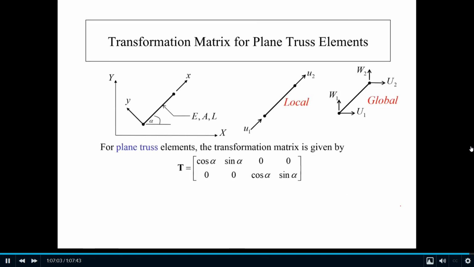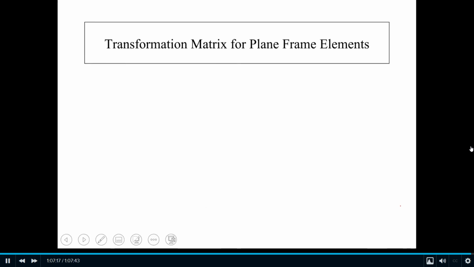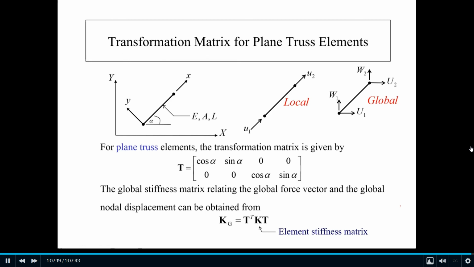I just put here some basics that you need to know, at least for truss problems.